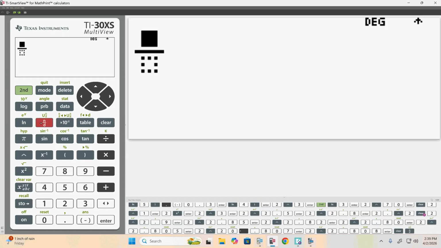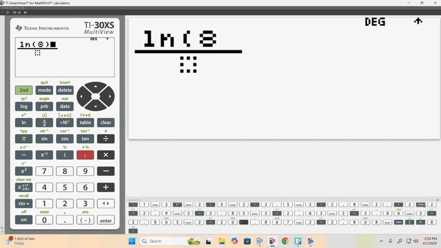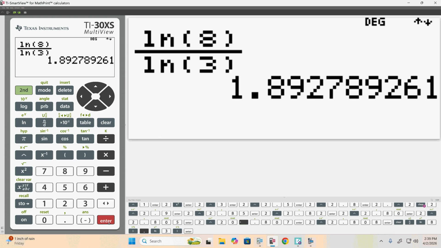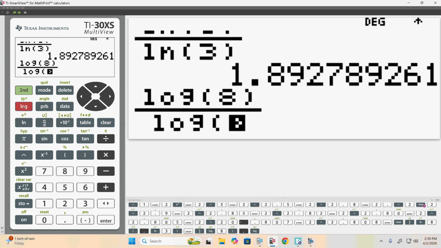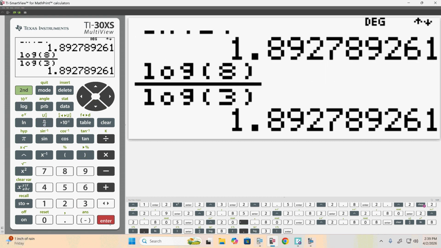I can grab the calculator. We'll do natural logs first. Natural log of 8 over the natural log of 3, which is 1.892789261. Yes? Because I think some of y'all plugged it into the graphing calculator with log base. Get the same decimal approximation. Or if we use log of 8 over log of 3, we get the exact same thing. If we round to 3 decimal places, 1.893.